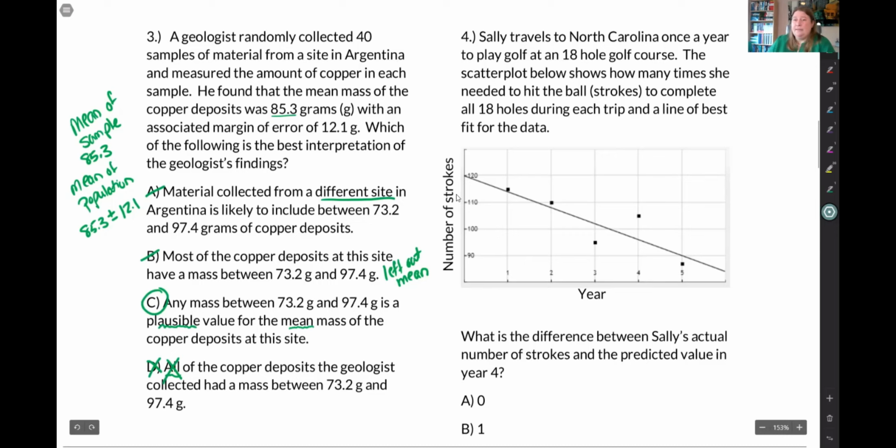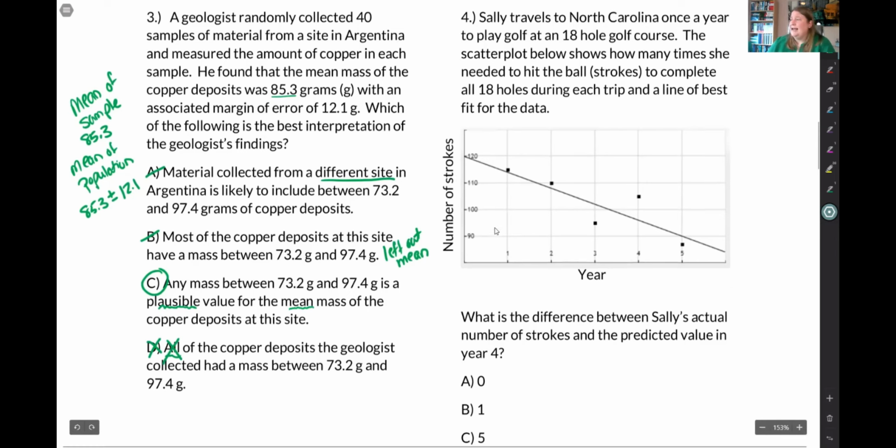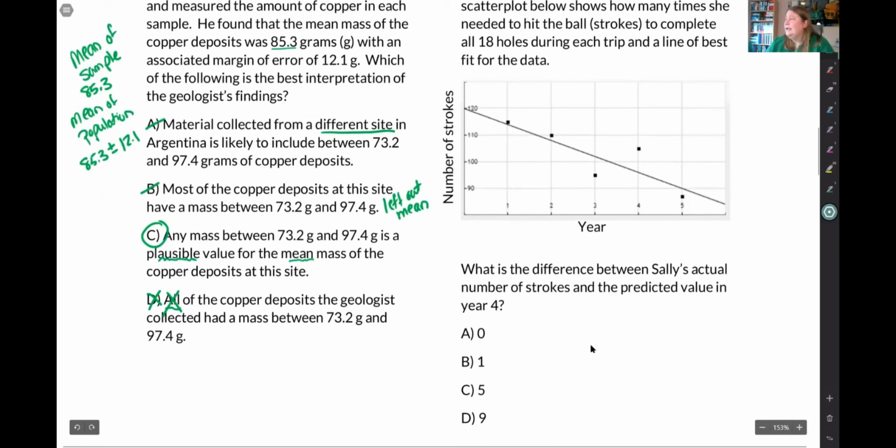So on a scatter plot, what's important to know is that the dots are the actual data, and the line is the predicted value. So when it says here, what's the difference between Sally's actual number of strokes in year 4? This right here is your actual. And the predicted value, this is your predicted. And then we do have to eyeball this to try and get the value that is the difference between these two dots as close as possible.